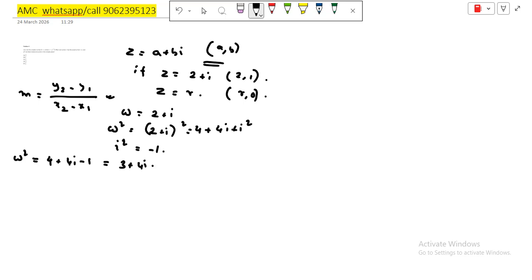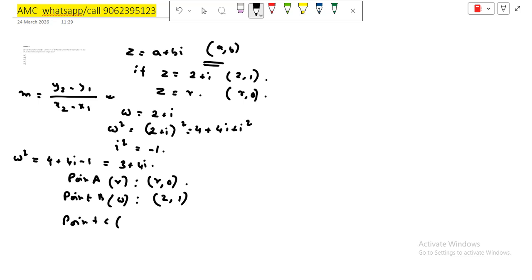So, our 3 points are point A, that is r, that is (r, 0), point B, omega, that is (2, 1), and our point C, that is omega square, that is (3, 4), right?